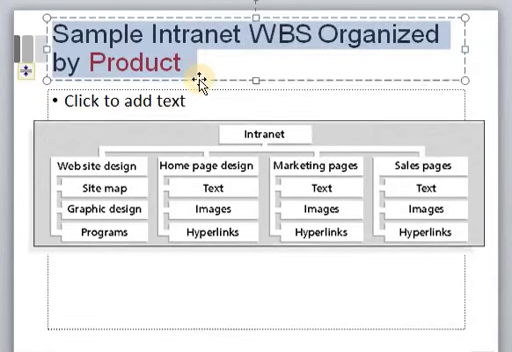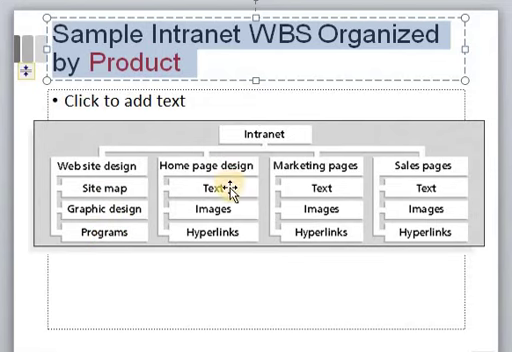So now we will see the sample intranet work breakdown structure organized by the project perspective. The intranet project work breakdown structure, which is organized on the basis of product, will be the website design, the home page design, the marketing pages and the sales pages. Each website design will contain the sitemap, the graphic design and the programs.